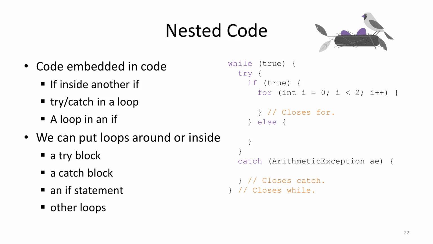An if can be inside another if. You can have a try catch in a loop, or you can have a loop in an if. We can put loops around or inside a try block, a catch block, an if statement, or other loops. You can have a loop inside another loop inside another loop. When you start to nest code, that's when things really start to get complex.